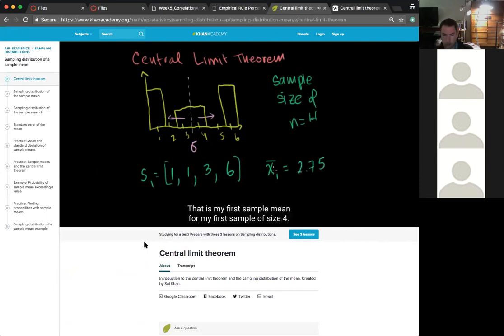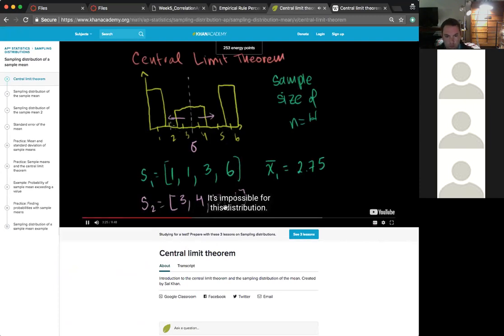2.75. That is my first sample mean for my first sample of size 4. Let me do another one. My second sample of size 4, let's say that I get a 3, 4, let's say I get another 3, and let's say I get a 1. I just didn't happen to get a 6 that time. And notice, I can't get a 2 or a 5. It's impossible for this distribution.